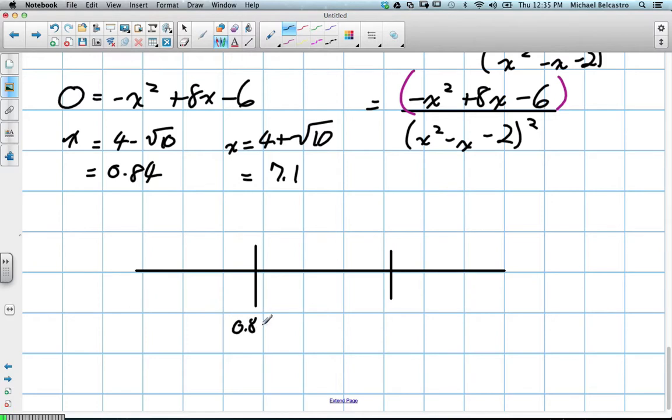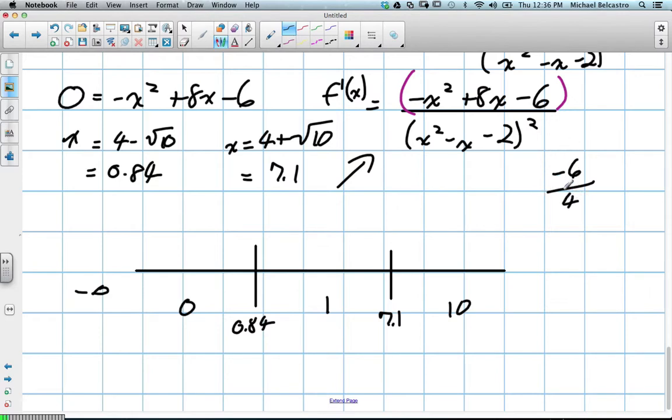The idea being that we're looking between 0.84 and 7.1. So from negative infinity, we'll take the value of 0. That's usually an easy one to plug in. We'll take the value of 1 and maybe the value of 10. And we'll plug these in to find out if it's positive, negative, and positive to see what is happening at these specific points. So when we plug 0 into the derivative equation, I end up with negative 6 over negative 2 squared, which is 4.